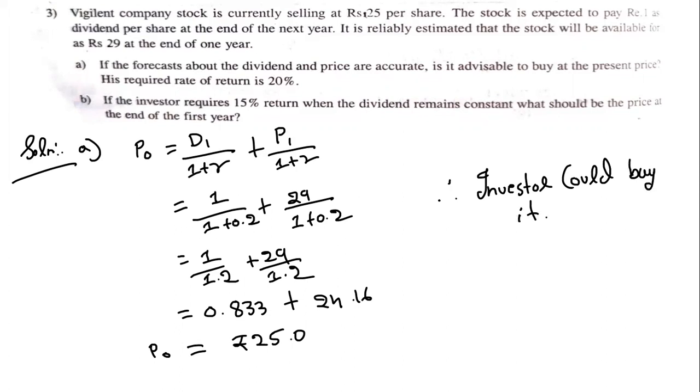Okay, now let's solve question B. B says: if the investor requires 15% return when the dividend remains the same, constant, what should be the price at the end of the first year? So we have calculated the estimated price, and here it is asking what will be the price at the end of the year. So let's solve this.